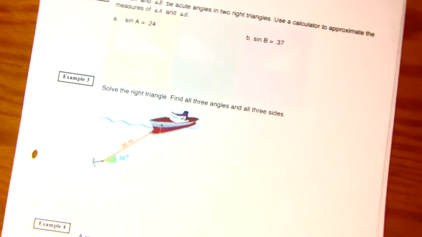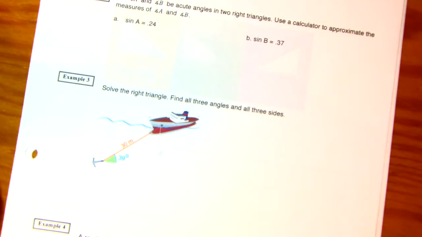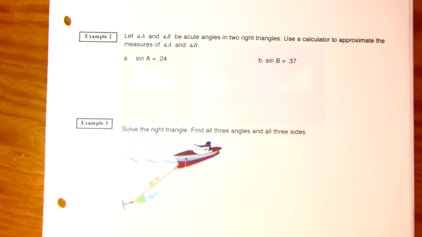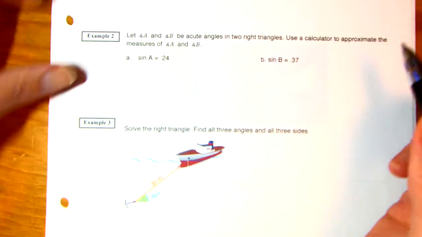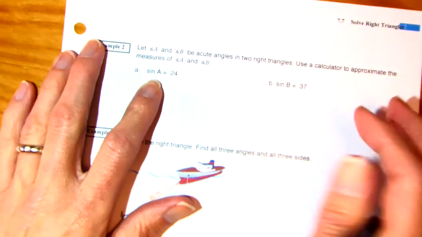Ooh, and this is pretty much it. We're going to have just the homework after this. Okay, so be a nice short video. Alrighty. Let A and angle B be acute angles. I can see the picture underneath this. Let me move that page. In two right triangles. Use a calculator to approximate the measures of angle A and B.